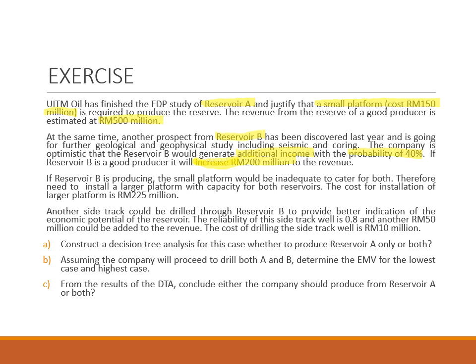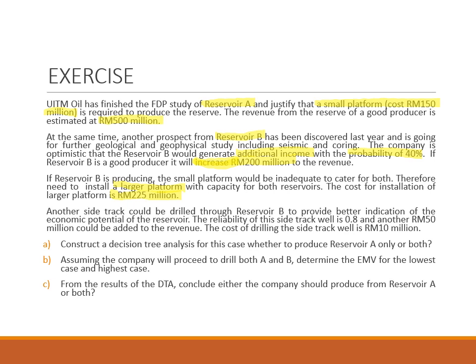But if reservoir B is producing, then the small platform would be inadequate for both reservoirs. So that means that they will have to install a larger platform, with capacity for both reservoirs, and the cost of installation of the larger platform is 225 million. So meaning the cost will also increase because you have a bigger production.